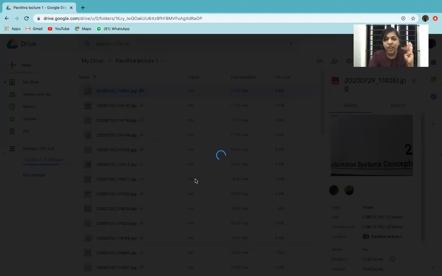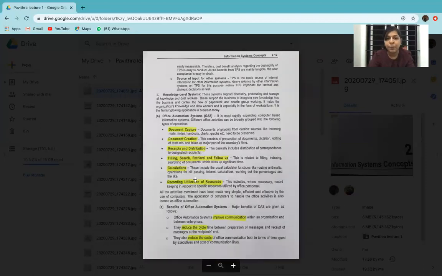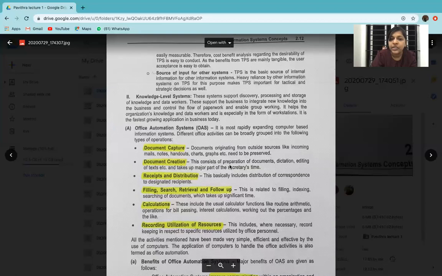What is the next one? Source of input for other systems. As we have seen before, TPS is the first level, the first tier, and the output of the system is going to be the input for every other system. So it is a source of input for other systems.